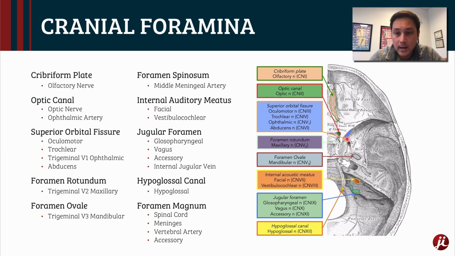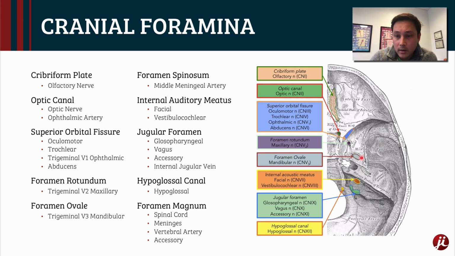Just behind the superior orbital fissure is your foramen rotundum. That is the foramen where the trigeminal V2 maxillary branch runs through. Come a little bit posteriorly, and there's that foramen ovale again. So again, the V3 mandibular branch of the trigeminal nerve exits the cranium through there and enters right into the infratemporal fossa. Behind that is the foramen spinosum with the middle meningeal artery.